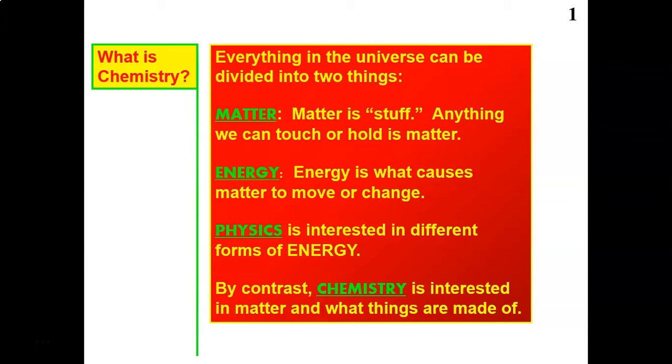So what is chemistry? Everything in the universe can be divided into two things. Matter is stuff. It's things you can touch, hold. It basically has mass. Energy is what causes matter to move or change. If you throw a ball, it has energy in it while it's moving through the air. When it's sitting still, it doesn't have energy. The other thing you could do is light a match to a piece of wood, and the wood may not be moving, but it's burning, and that is causing the wood to change. It's causing the matter to change in some way. So it causes matter to either move or change.